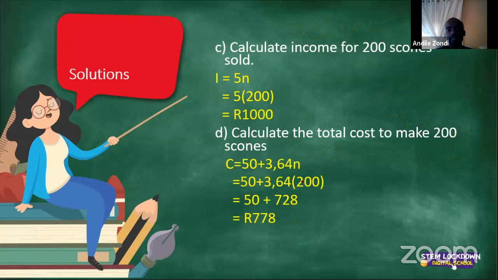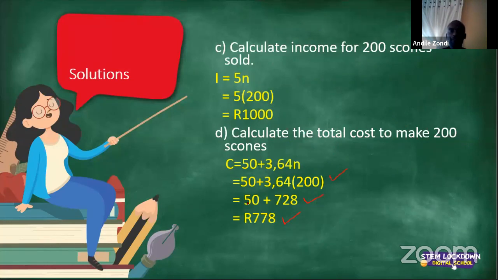N is 200. So 3.64 times 200, your answer will be 728. Remember, it's very important to show each step, because in an exam this might go for 3 marks. Maybe a mark for substitution, a mark for simplification, and a mark for your final answer. So you don't just jump from this step to this step. You need to show us exactly how you got your final answer.